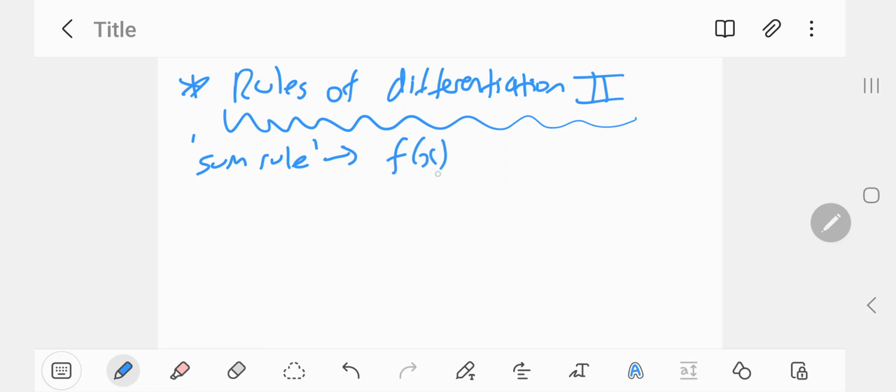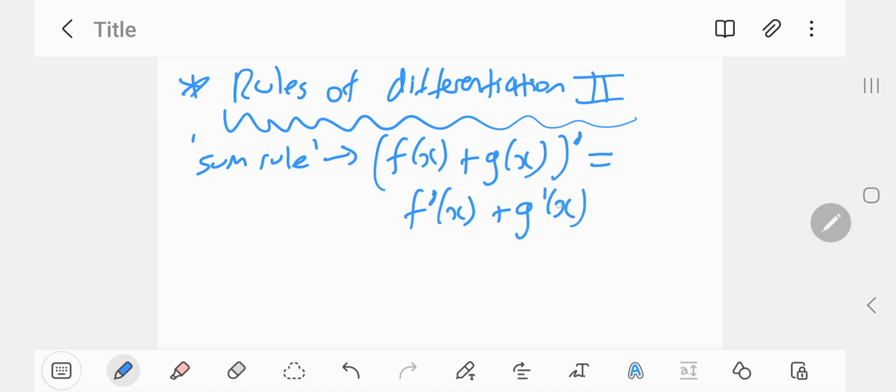So suppose you've got two functions, f of x and g of x. You want to find the derivative of these two added together. What you do is just take the derivative of each function: f dash x plus g dash x. So the rule says the following. Suppose you have the sum of two functions, as I mentioned, f of x and g of x. The derivative of the sum of these functions is simply the sum of the derivatives of each function.